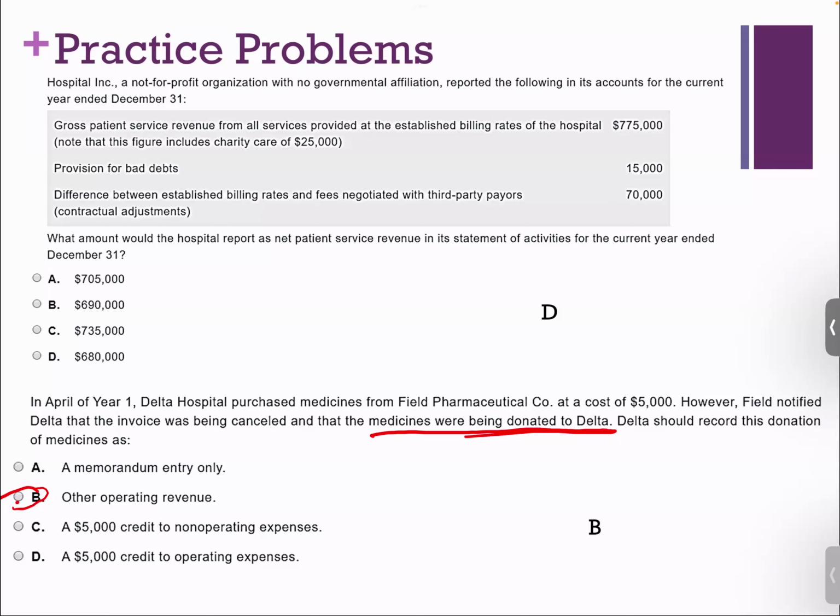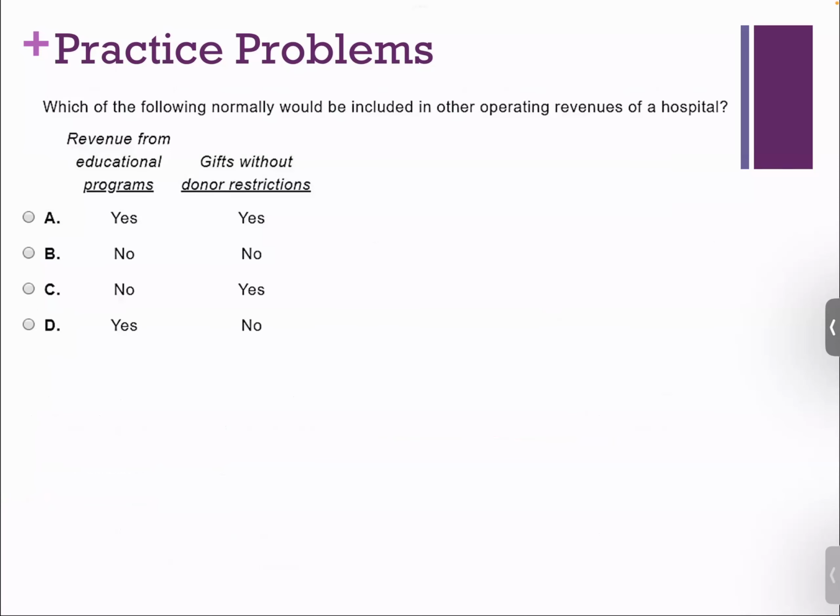Donated services are non-operating. Which of the following normally would be included in operating revenues? Remember, this is like the main, what the business does, right? So revenue from educational programs. Oh, no, so sorry, other operating revenues. Be careful with that. So not just operating revenues, but other operating revenues. Okay, so revenue from educational programs, yes. Gifts without donor restrictions. Remember that one there was non-operating, so it'd be yes and no, D.